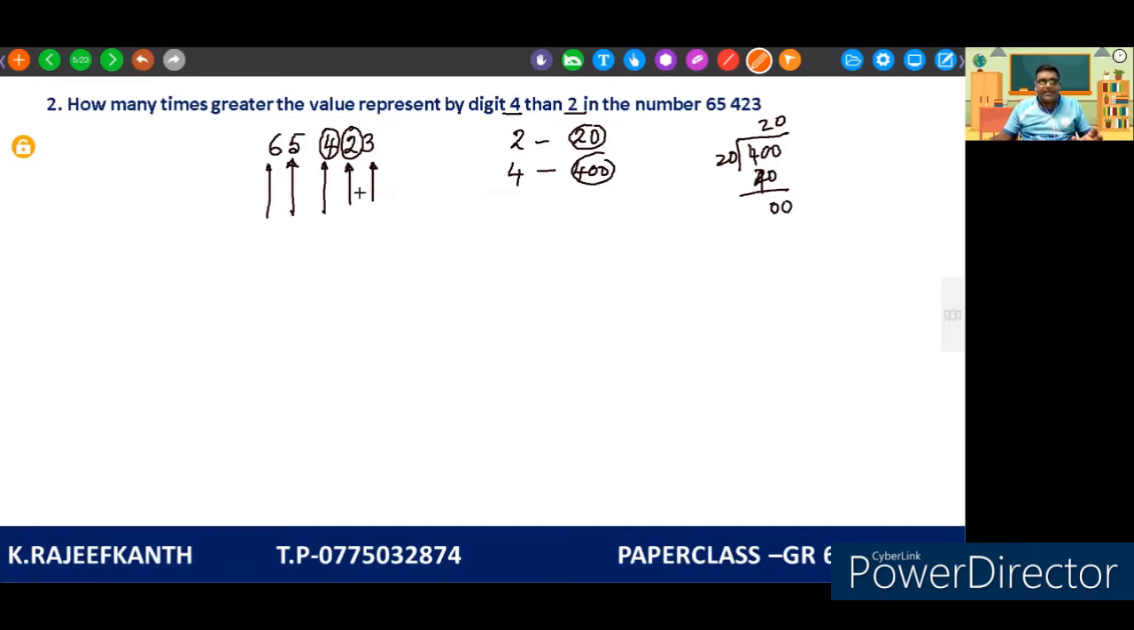Here, read the question. How many times greater is the value represented by digit 4 than 2 in the number 65,423? The value of 2 is 20. The value of 4 is 400. Then 20 times 20 is equal to 400. Then we can say that the value of 4 is 20 times greater than the value of 2, right?